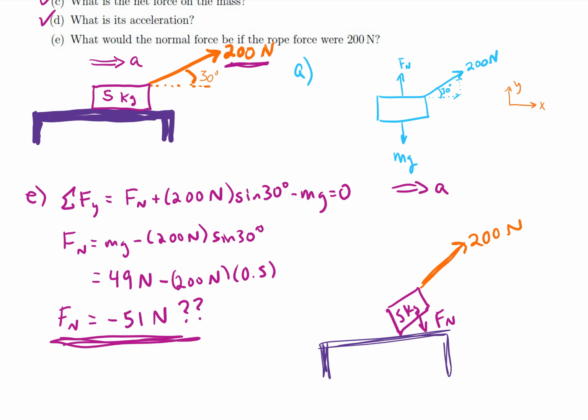But a more realistic situation is that now probably the sum of the forces in the y direction is no longer actually equal to 0. Probably you'd actually just have some acceleration in the y direction as the person pulls up with such a strong force. Okay, so the negative 51 newtons is not really a physical answer.